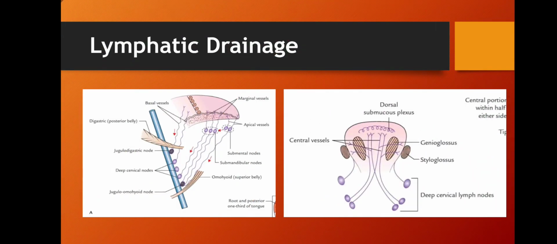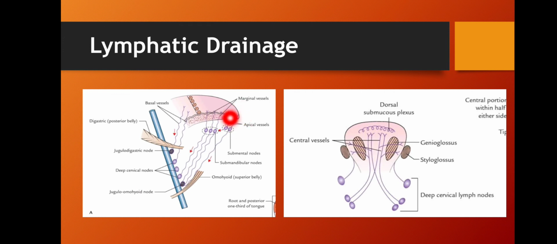And next, lymphatic drainage. See in this picture, this is the entire tongue. So this tongue will have the lymphatic drainage as follows. See here, this is the digastric muscle, posterior belly. This is the omohyoid muscle, superior belly. Between these two muscles, there are some lymph nodes. Those are the jugulodigastric node, this one. Deep cervical nodes, these three. Jugulo-omohyoid node, this one. Jugulodigastric, deep cervical, jugulo-omohyoid.